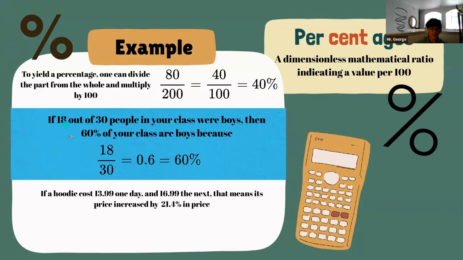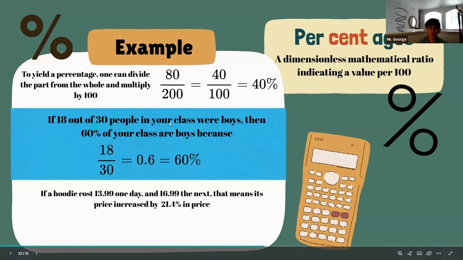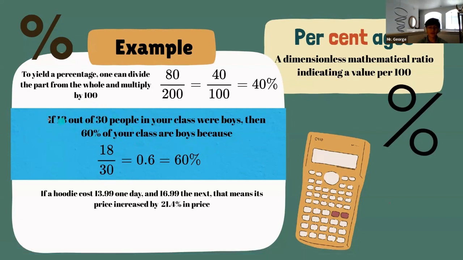Here's an example. If 18 out of 30 people in your class were boys, then 60% of your class are boys, right? So this is a part to whole ratio. Percentages are part to whole ratios because you're taking a small component and putting it into a larger whole. You have 30 people in your class, and 18 are boys. So that's the part. We set up this ratio and divide it, and it gives us 0.6, and then we multiply it by 100, which gives us 60, which is why 60% of the people are boys.